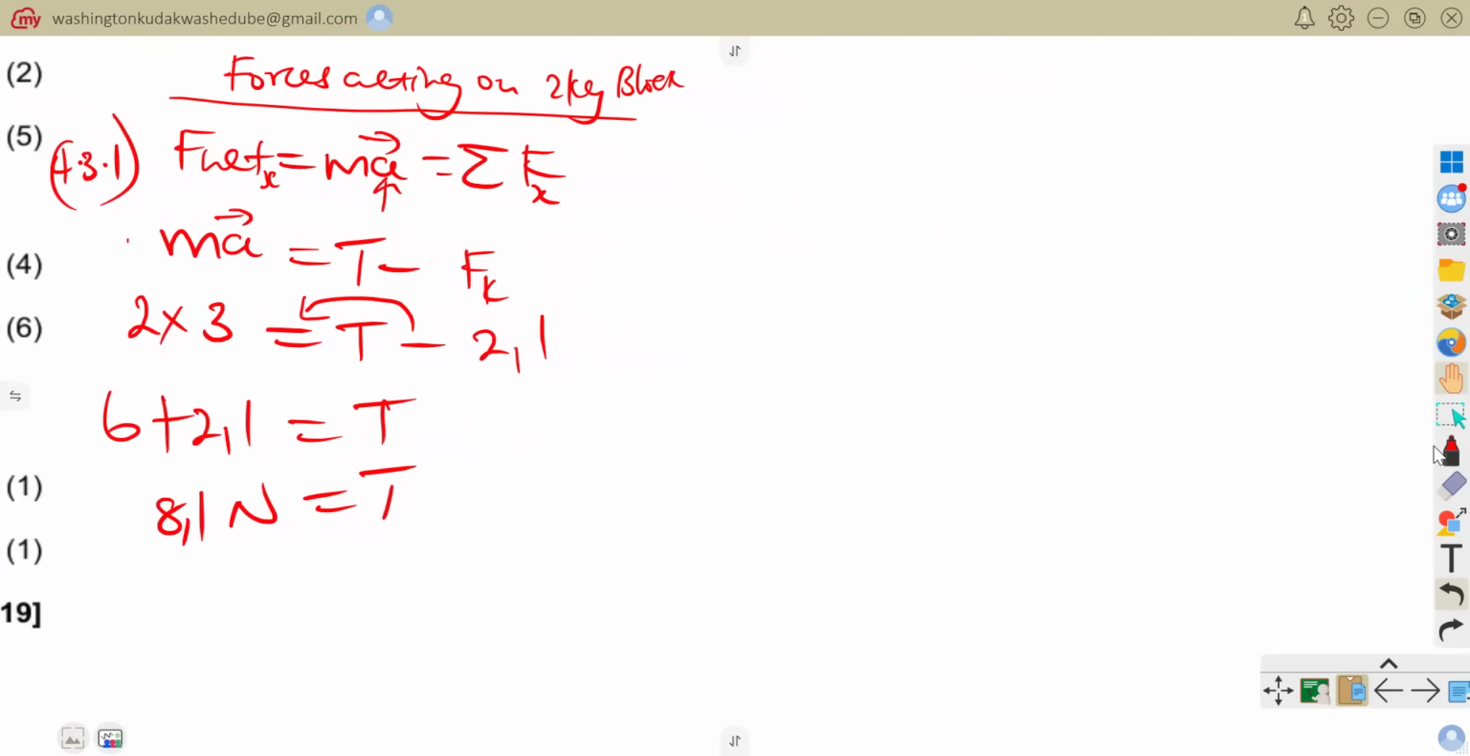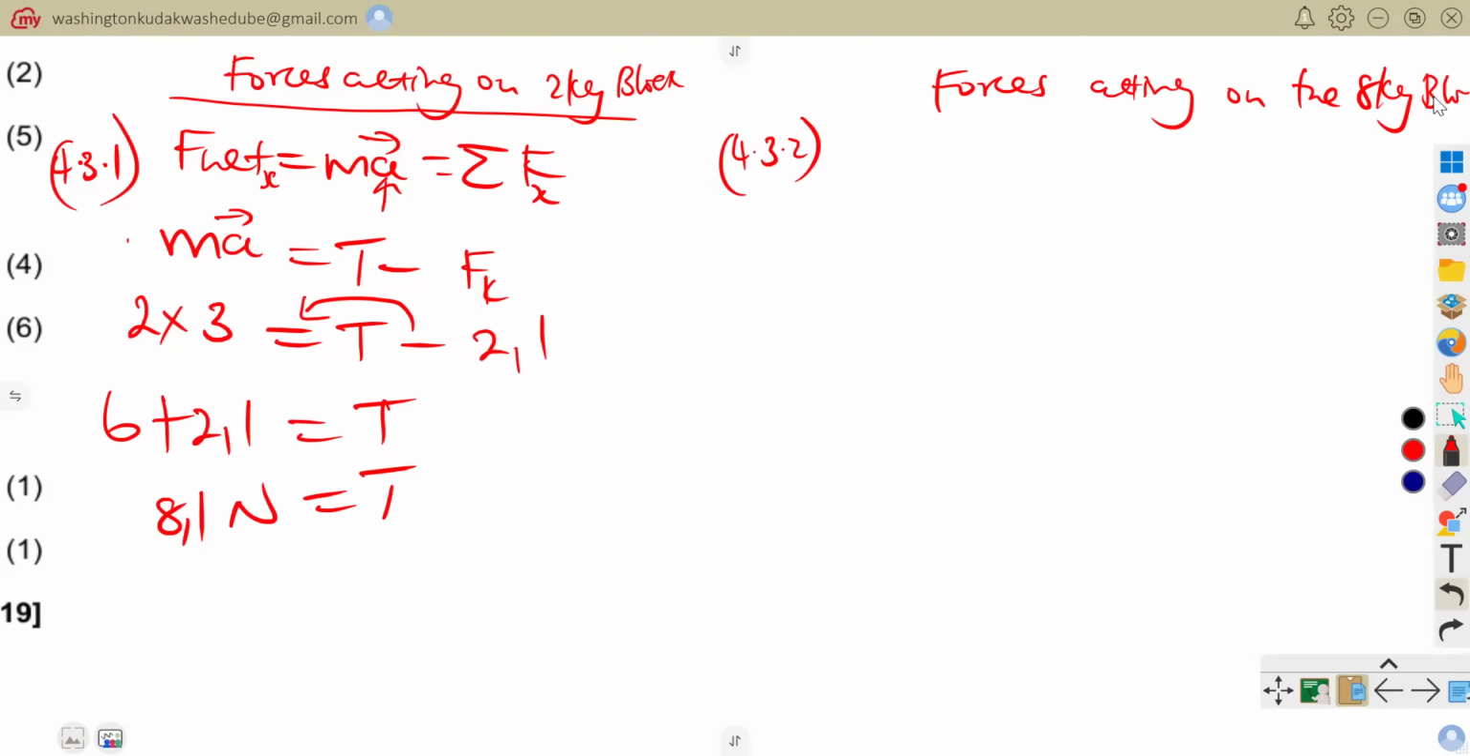So now I'm going to look at 4.32, forces acting on the 8 kg block. So the forces that are acting on the 8 kg block now, I'm going to say net force in the x direction on the 8 kg block would be equal to what? Mass times acceleration, because we know this acceleration. And this is equivalent to the sum of all forces in the x direction within that block.